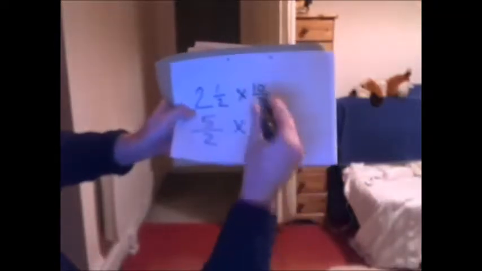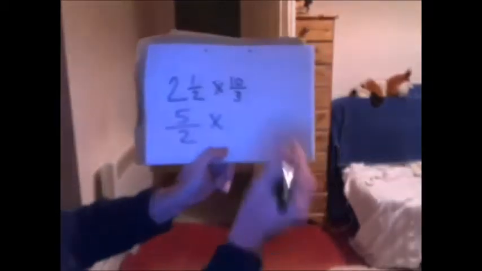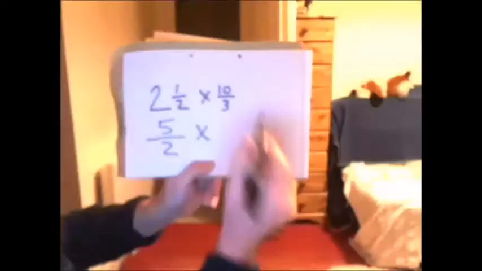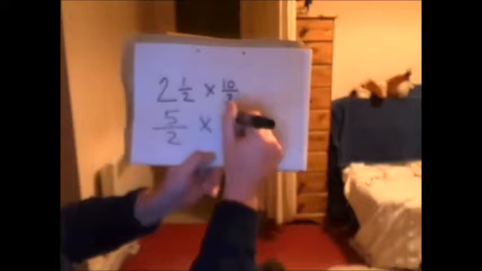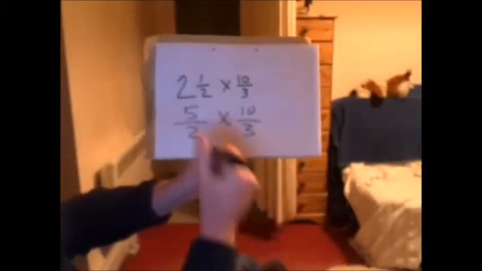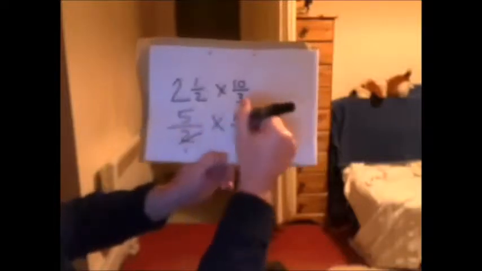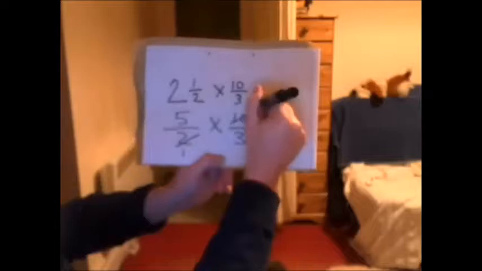Times 10 over 3. Of course, that could have also been written as 3 1/3, couldn't it? Because 3 goes into 10 3 times with 1/3 left over. Right, let's look at this here and let's see if we can reduce anything. And we can, because 2 goes into 2 once, 2 goes into 10 5 times.